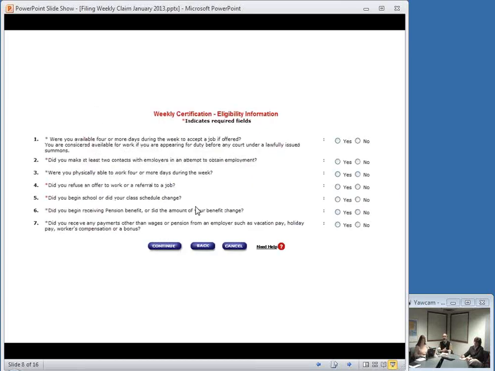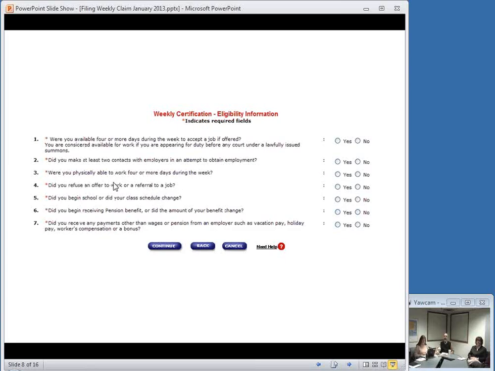Okay, weekly certification. Each of these questions that they ask is a requirement to be eligible for unemployment insurance for this particular week. So a person has to be available 4 days or more to accept a job if offered. They have to make at least 2 contacts with employers and attempt to obtain employment. In the past, we've asked them to answer this question and then keep their job contacts on their own, and be able to present them if they're requested. And going forward, we're going to be gathering those online.